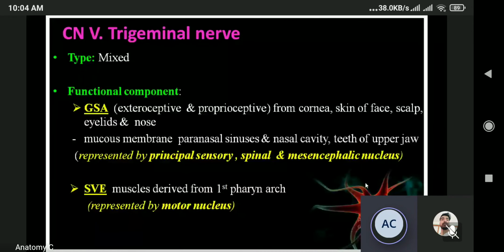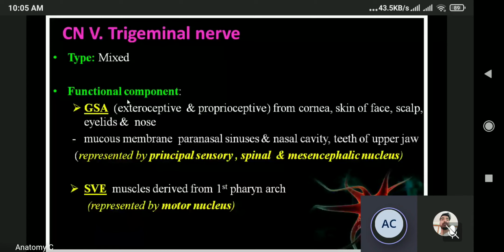Because it's a mixed one, it has to have both efferent and afferent. Now you have to find out the function of the trigeminal nerve. The trigeminal nerve supplies the muscles of mastication. Most of you know the muscles of mastication are supplied by the trigeminal nerve. The muscles of mastication arise from the pharyngeal arches, the first pharyngeal arch.